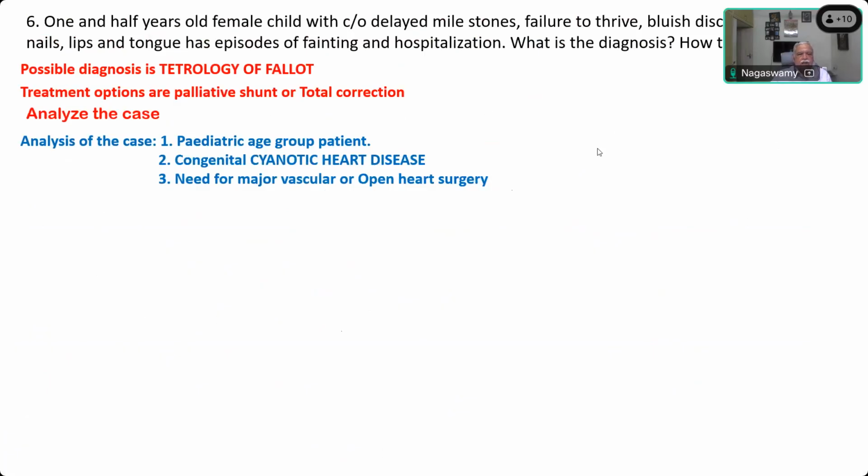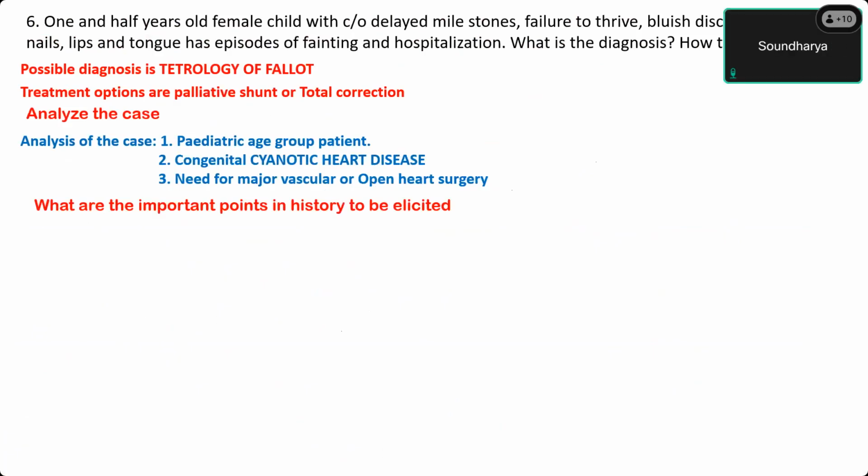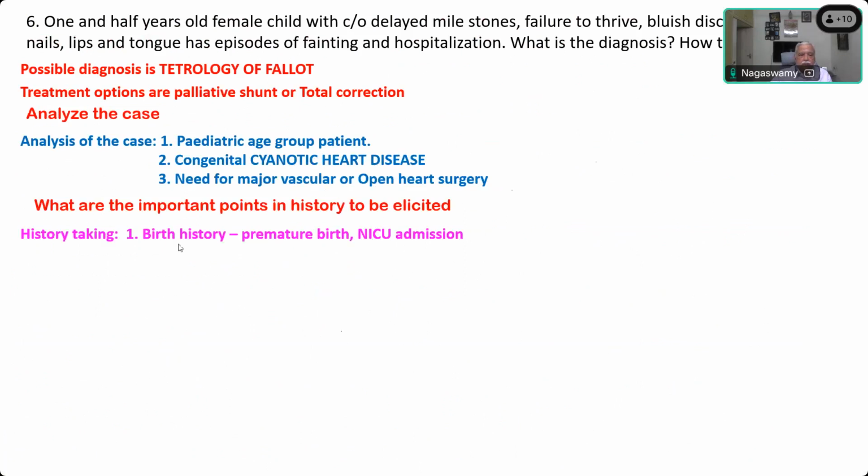Okay. So what is the most important history to be elicited? History of cyanotic spells, sir. Recurrent history of cyanotic spells. Any recurrent infection, respiratory infection? Birth history. Always in pediatrics, I told you, first take the birth history. Is there any premature birth or NICU admission? Time of detection of the defect, whether at birth or later.